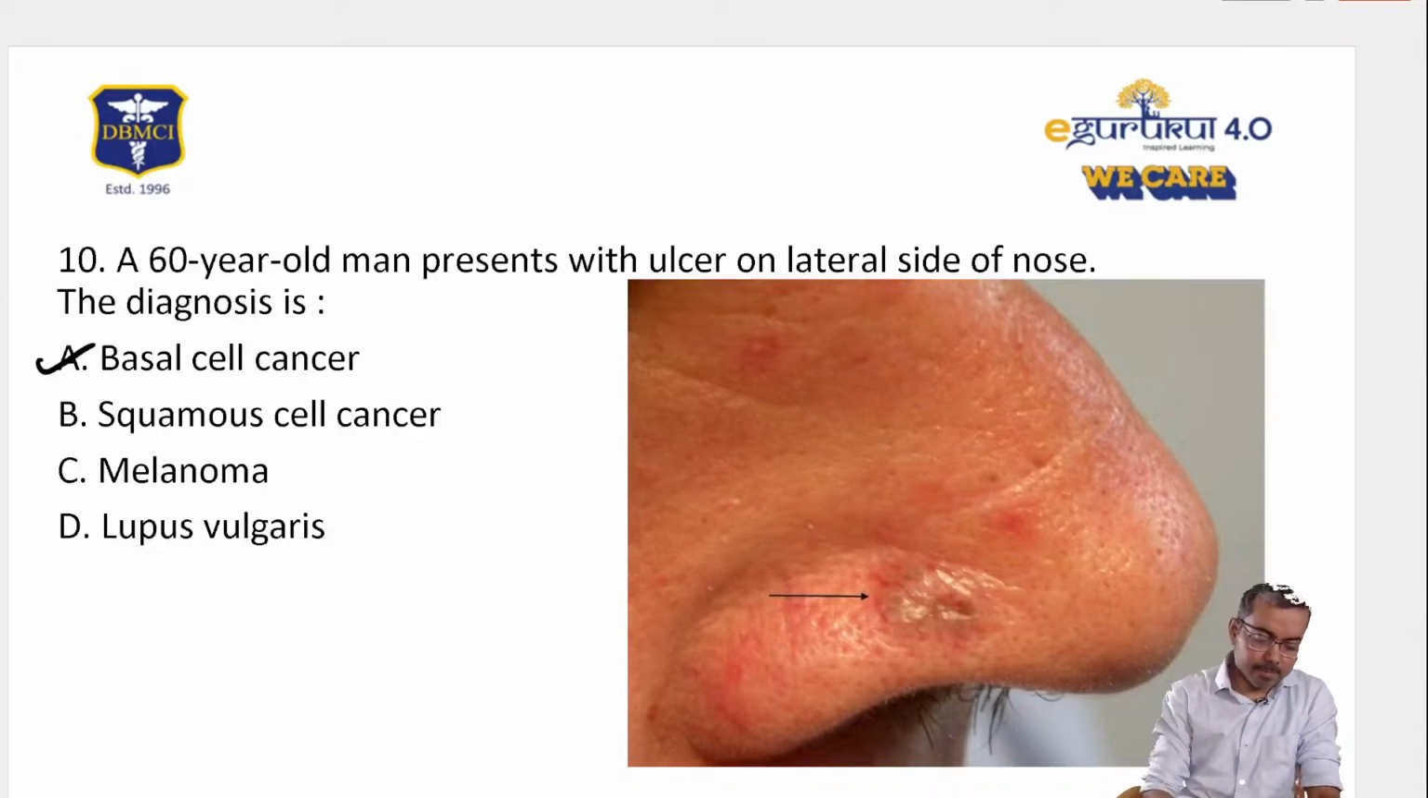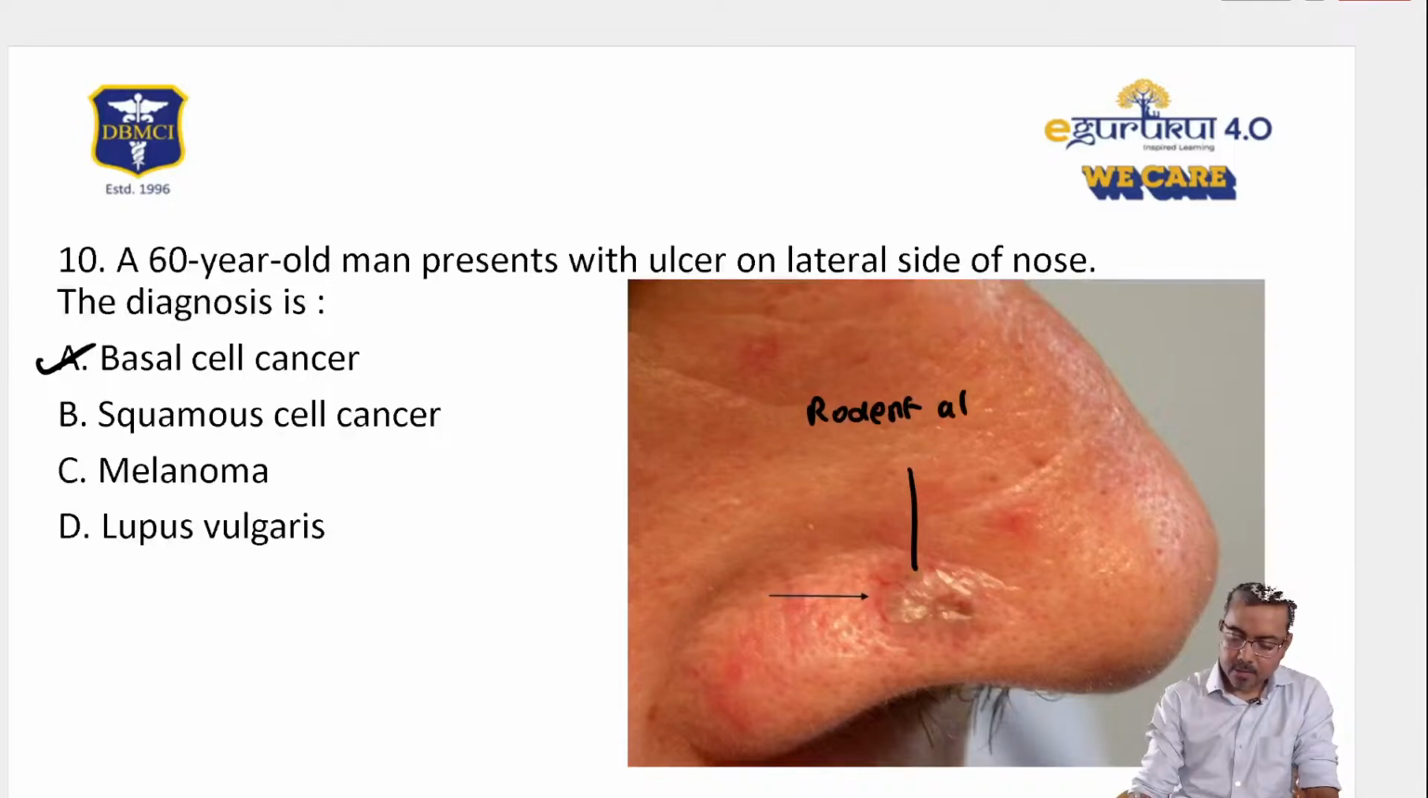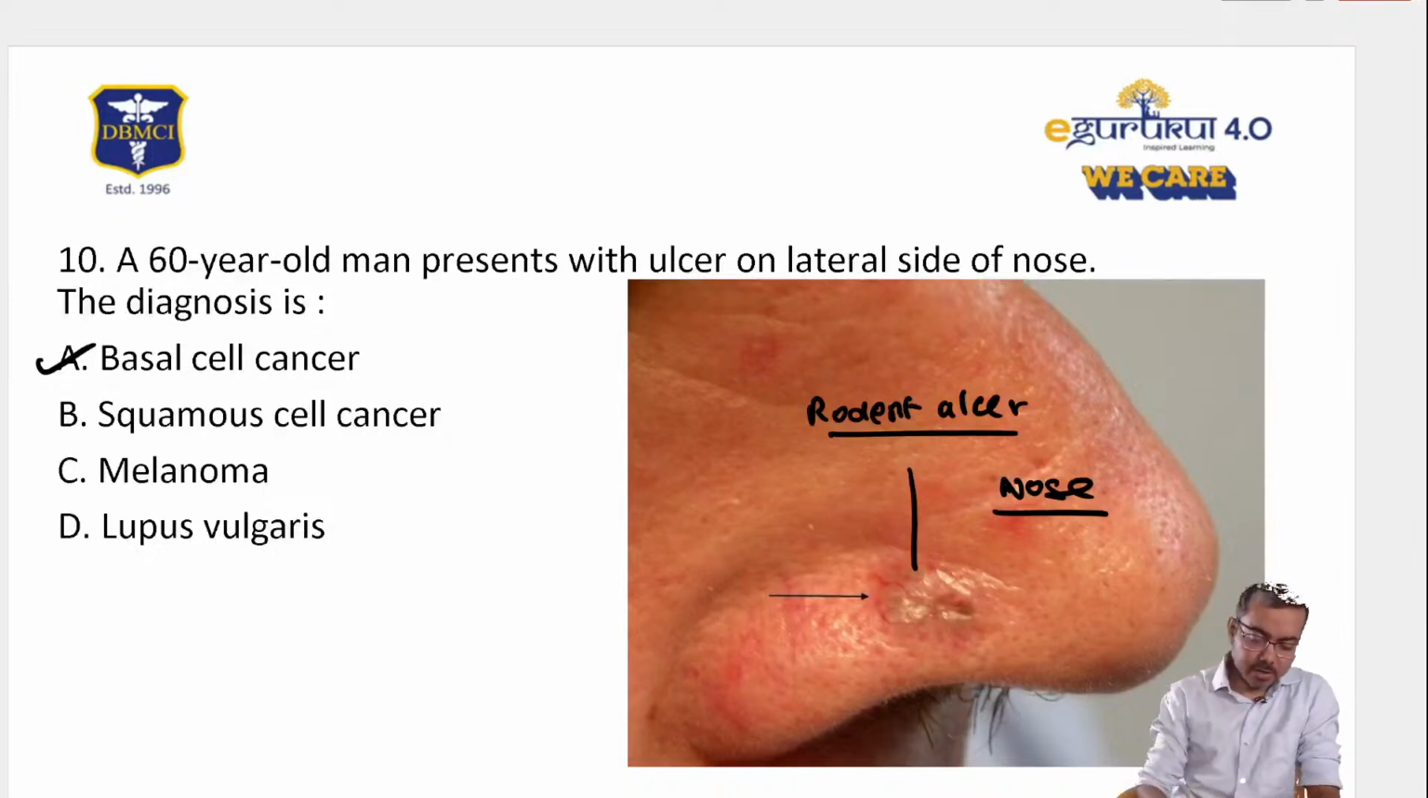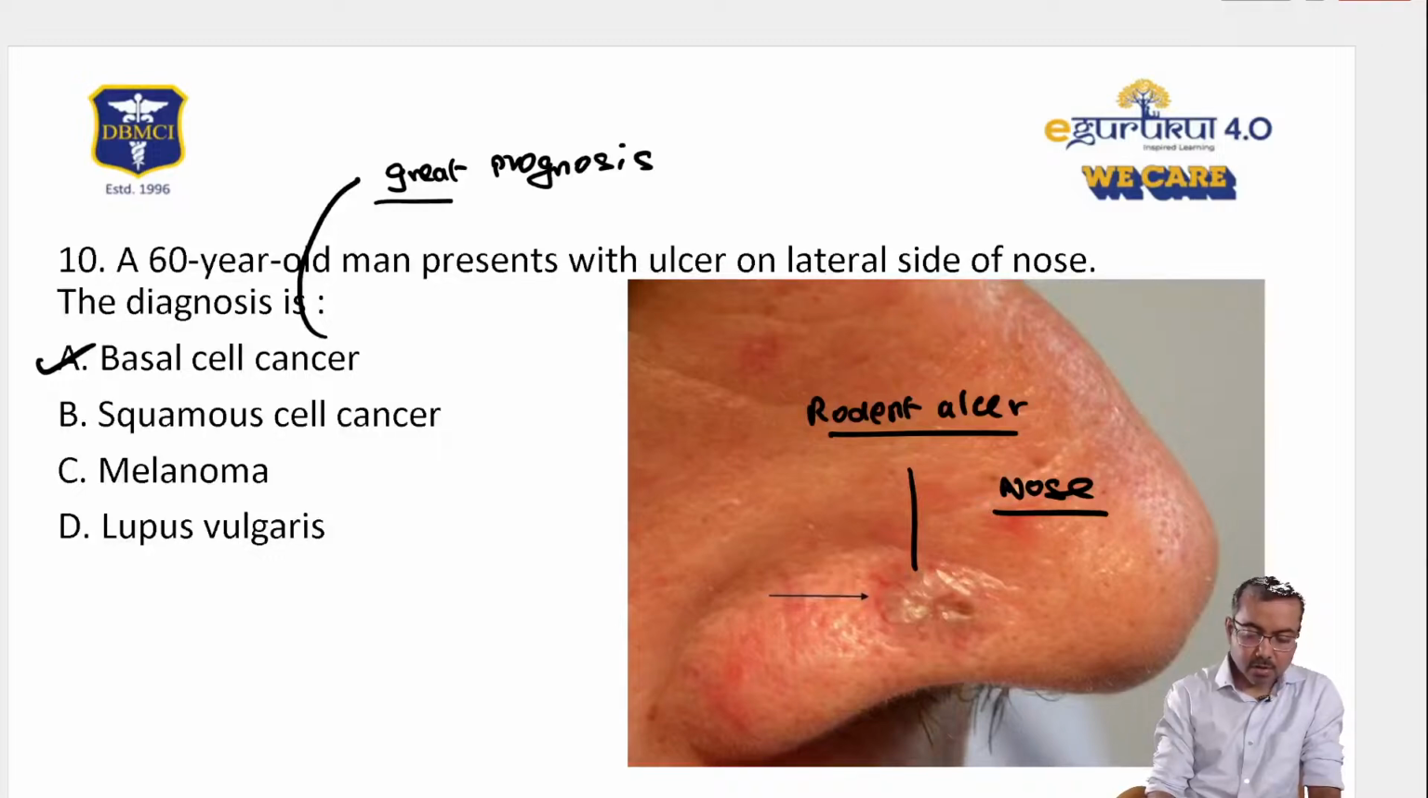This is very typical basal cell carcinoma. We call this rodent ulcer. Always look for the nose in every question on BCC. It's got a great prognosis. That's called rodent ulcer.